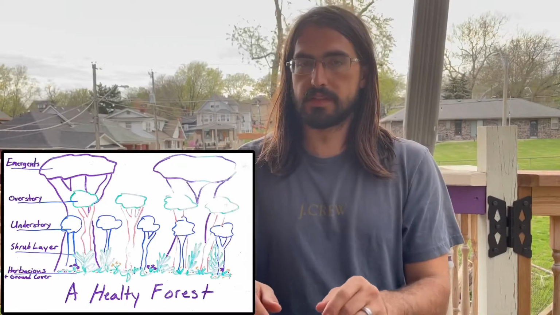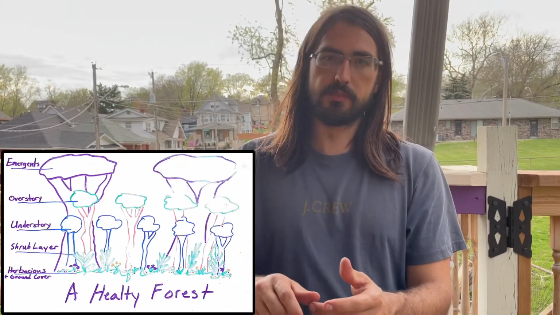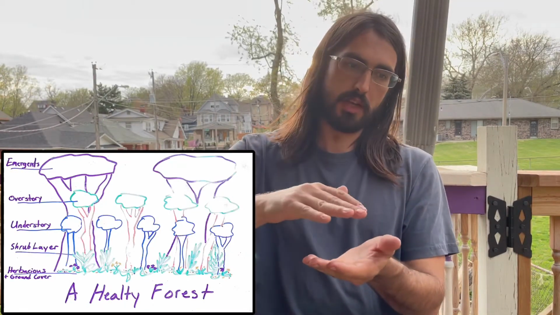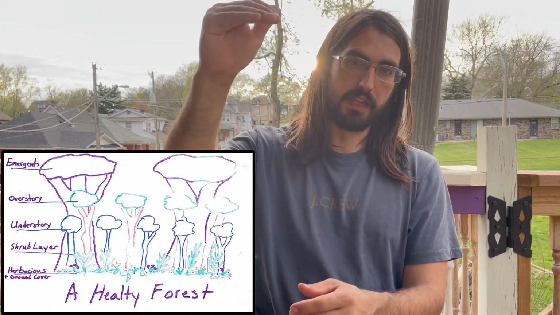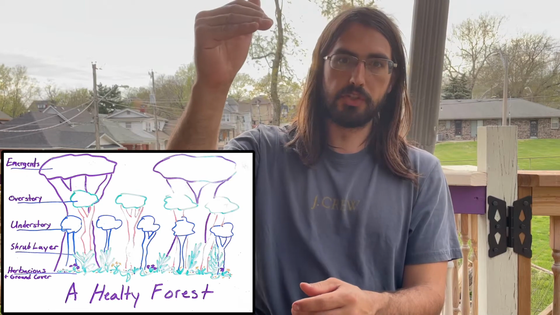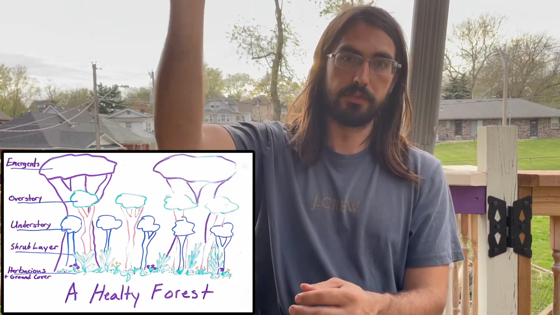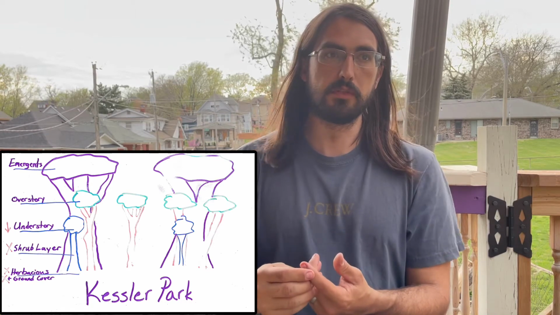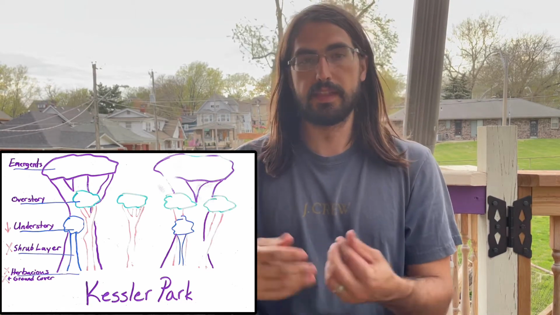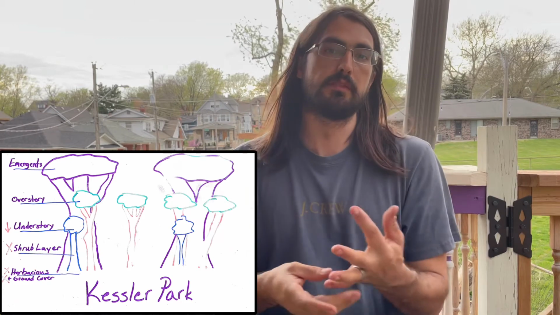Most forests, depending on the type, have multiple layers. There's herbaceous, shrub, small young tree, then there's mature trees, understory, and then overstories. And what's left in Kessler Park is understory and overstory. There's basically nothing left underneath that, and that's what we're trying to reestablish.